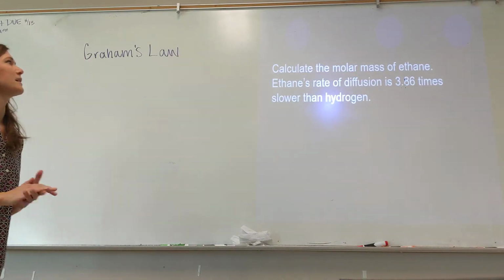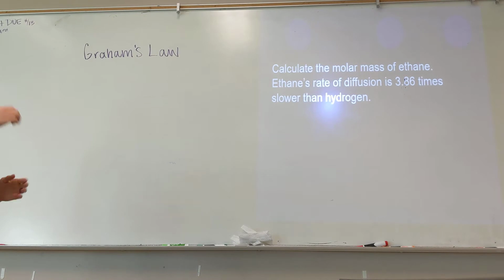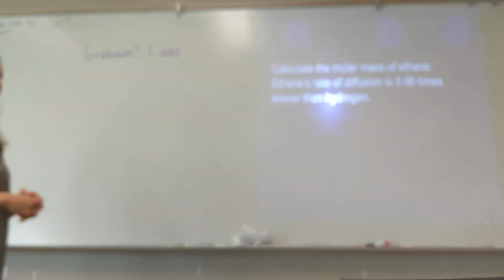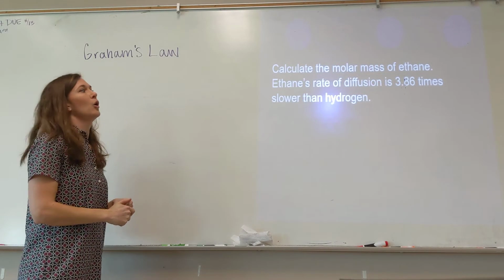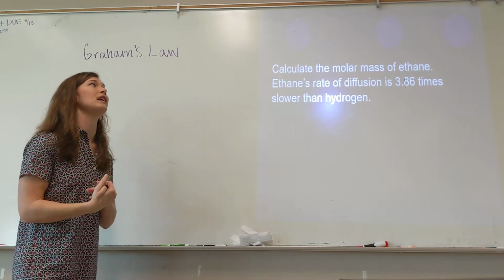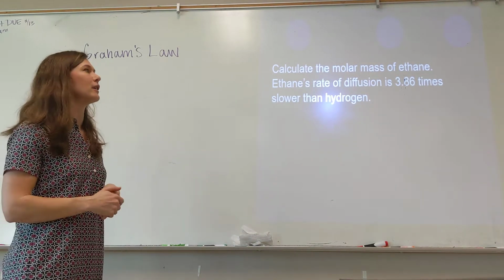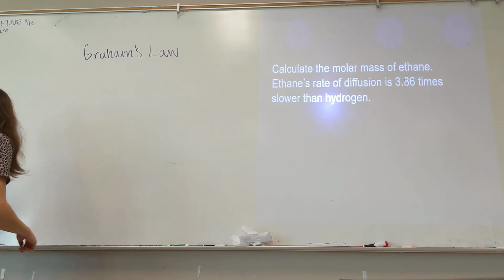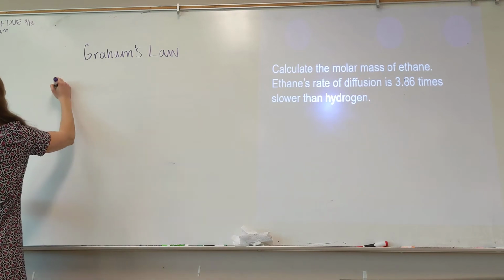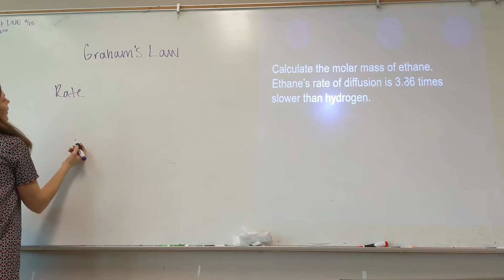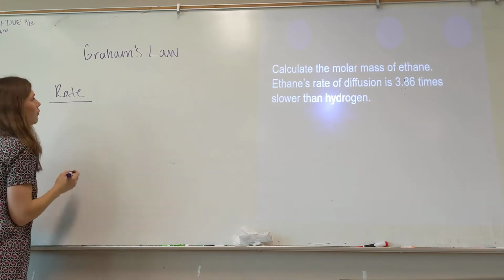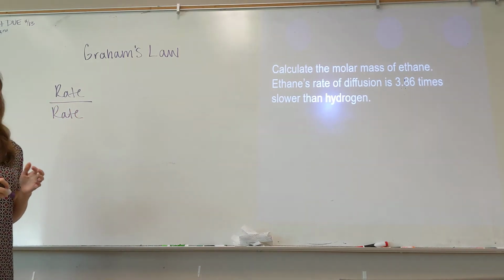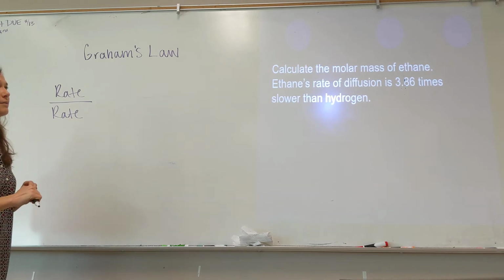Alright, so our next problem says to calculate the molar mass of ethane, where ethane's rate of diffusion is 3.86 times slower than hydrogen. So this problem is a little bit different. We're not calculating our rate of diffusion, we're given our rate of diffusion, and we're also given both of our gases. Alright, so we can recall that we're given a rate of one gas over a rate of another. Okay? So we have to decide which one is going to go on the top and which one is going to go on the bottom.